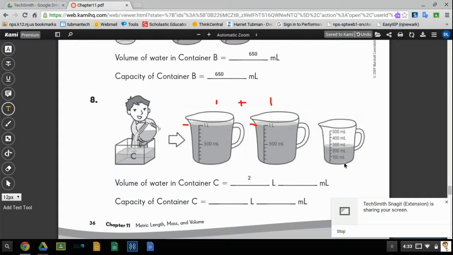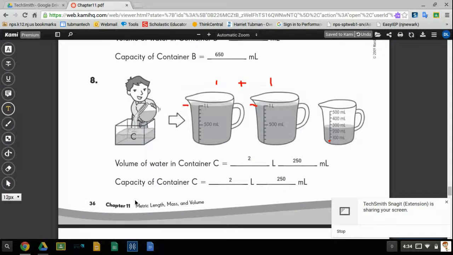And now let's look at our milliliters. Again, these are counted by 50. So 50, 100, 150, 200, 250. So that's 2 liters and 250 milliliters. Capacity of C, 2 liters, 250 milliliters. And that's page 36.